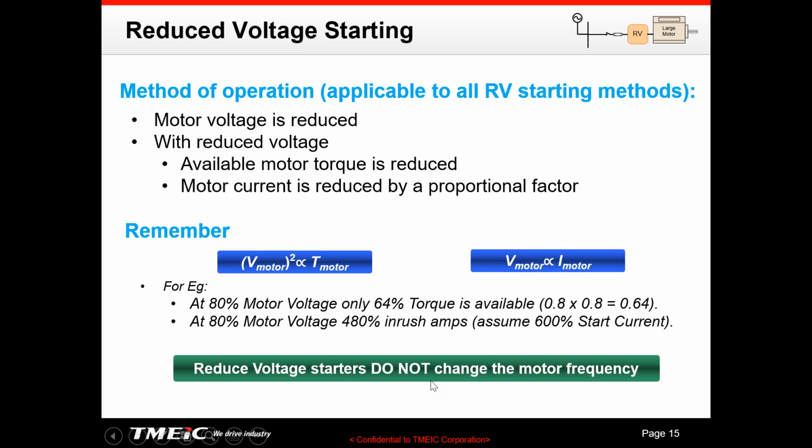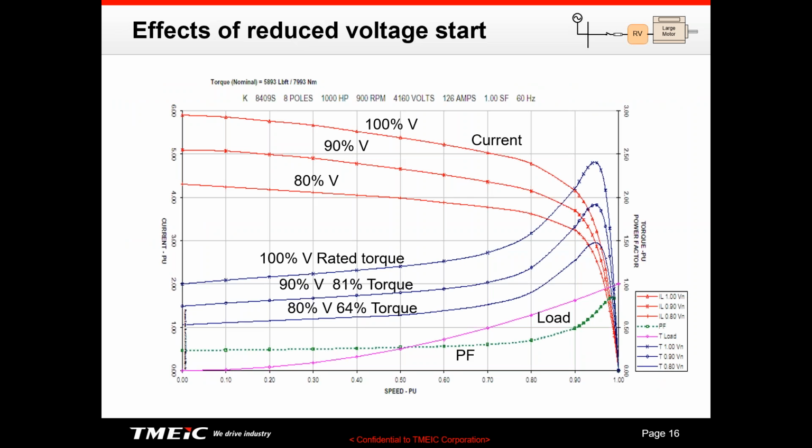So this is the key thing you have to remember. The reduced voltage starters do not change the motor frequency because the starter itself doesn't have control over the speed. If you want that function, then you need to look at the VFD. So this is the example of the reduced voltage start curve.